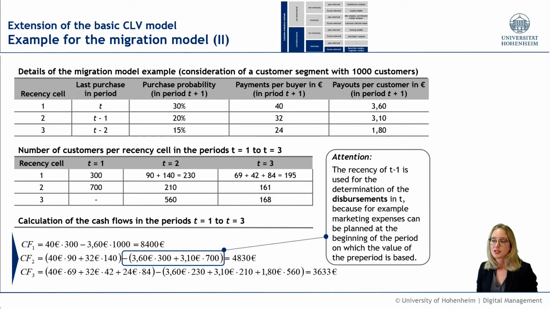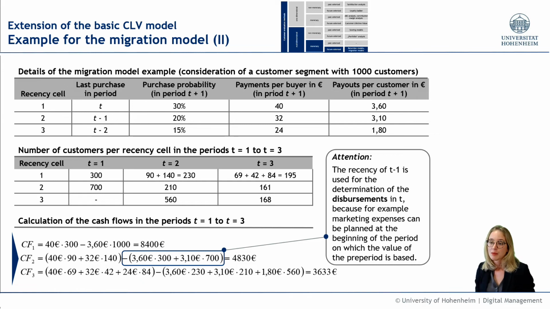And now we have to calculate the cash flow in each period. So in the first period, in the second period, and in the third period. So let's start with the first period. The cash flow in the first period is the 40 euros. So please have a look at the table at the top. So the 40 euros refer to the income generated by customers. And we multiply this 40 euros with the 300 customers of recency cell number 1.